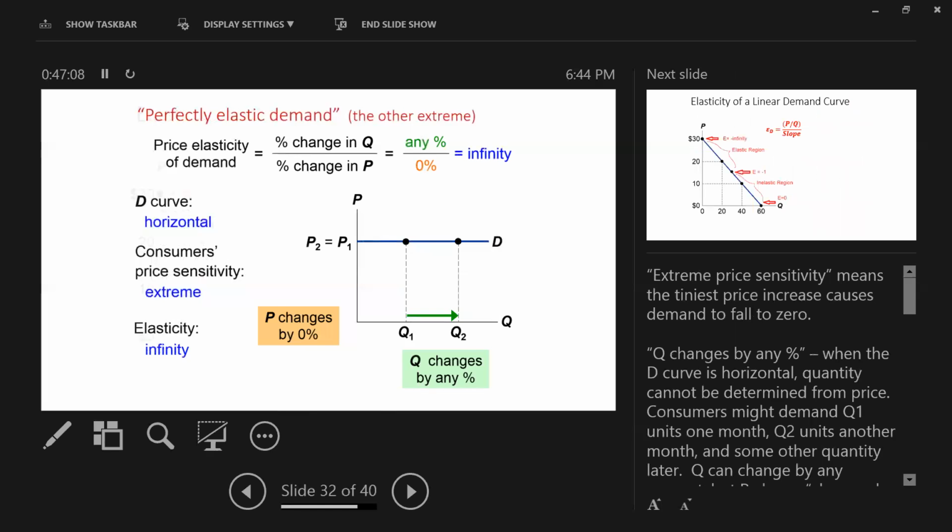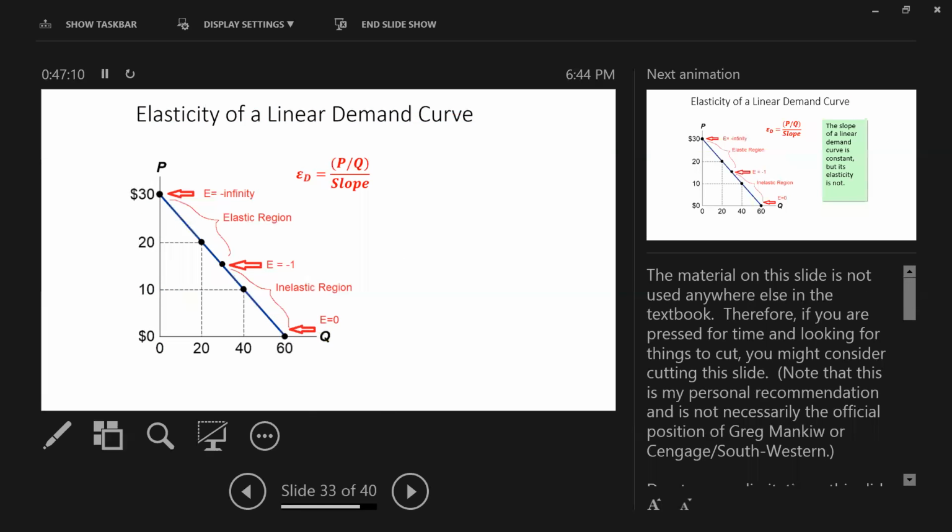However, along any given curve, as long as it's downward sloping, not flat or vertical, if it's downward sloping to any degree... so we're just thinking about demand curves here. If it's downward sloping and it's linear, a straight line, then the elasticity actually changes at any point along the demand curve.